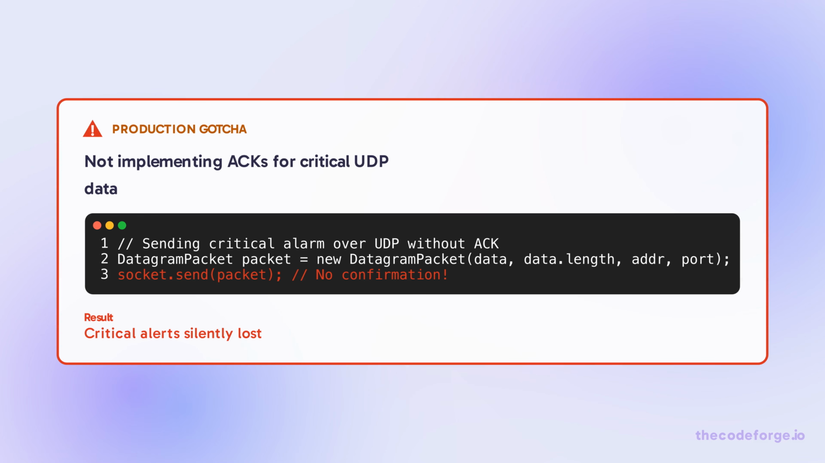UDP packet loss is silent. Send succeeds even if the destination doesn't exist. In production, this means retry logic is your responsibility. A common failure: a monitoring agent uses UDP and misses critical alerts because no one implemented ACKs. Always implement application-level ACKs with timeouts when using UDP for essential data.